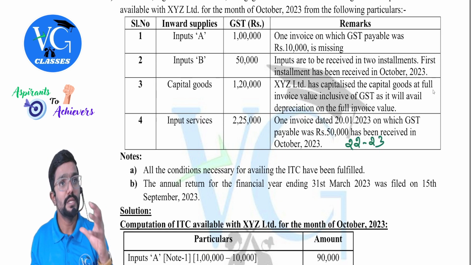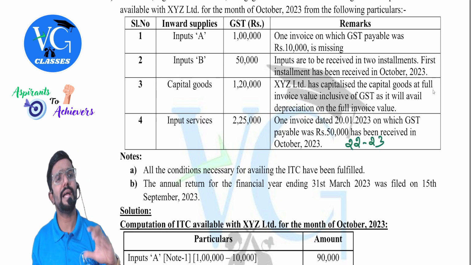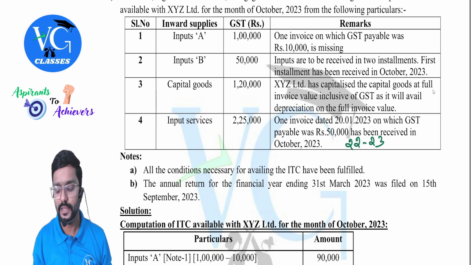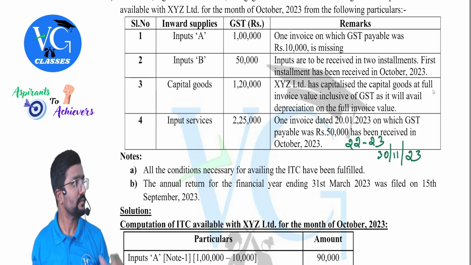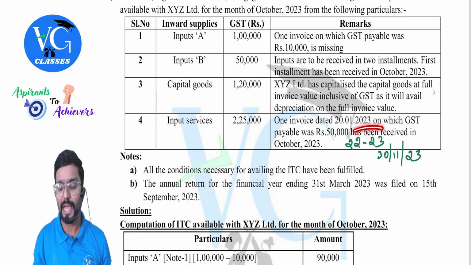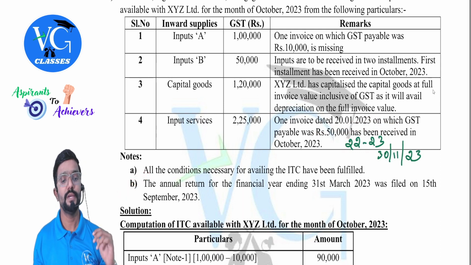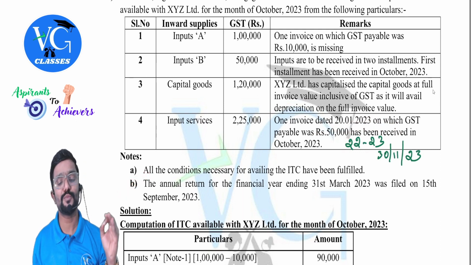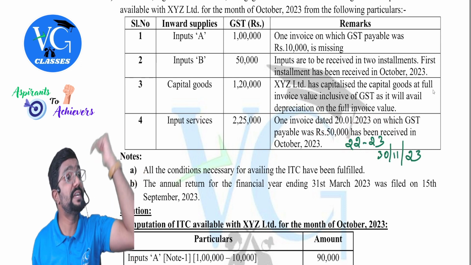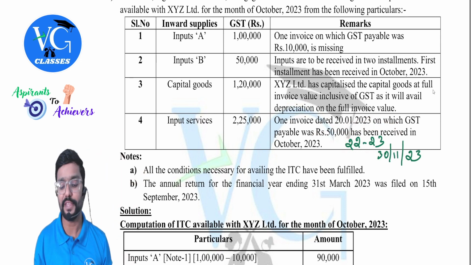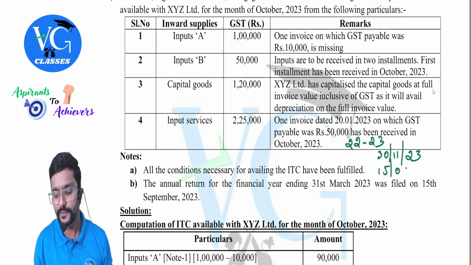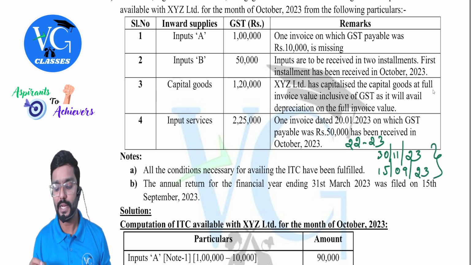Clear now? So, sir, if I have to claim the credit, what is the maximum time limit to claim this credit? 30th November of 23, that is next financial year, or actual date of filing the annual return for 22-23, which is given here in the note B. You can see the annual return for the financial year 31st March 2023 was filed on 15th September 2023, guys. So actual date of filing the annual return is 15th September 23. Whichever is earlier, guys.